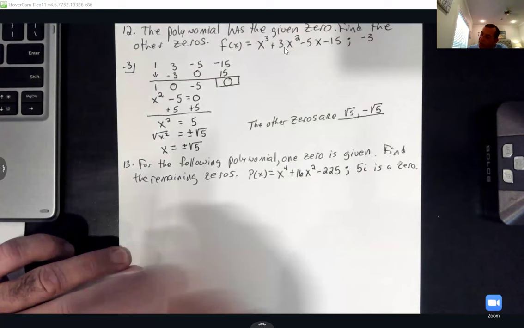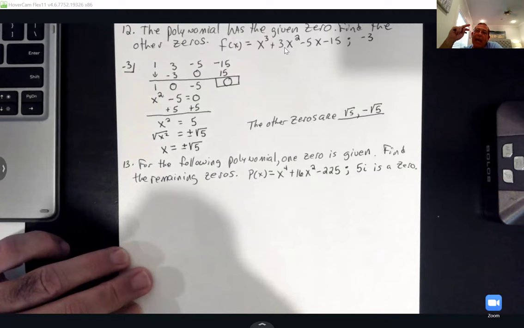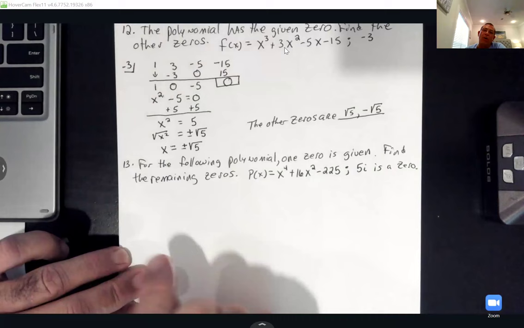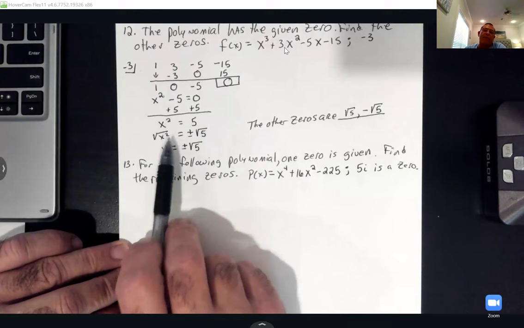So here's the thing. That's an x to the fourth, so we should have four zeros on that. They're giving us one. So that means we got to do synthetic division at least twice before we can solve the other two, doing the square root or the quadratic formula, okay? So you always got to get it down to an x squared term before you can do the other two zeros, okay?